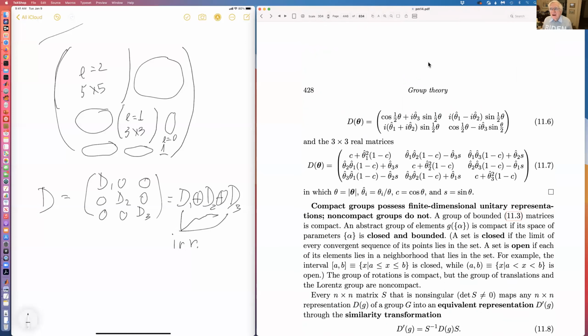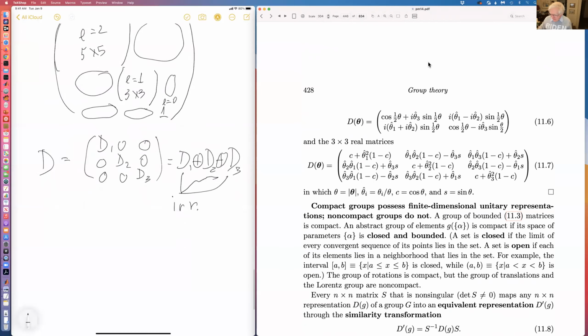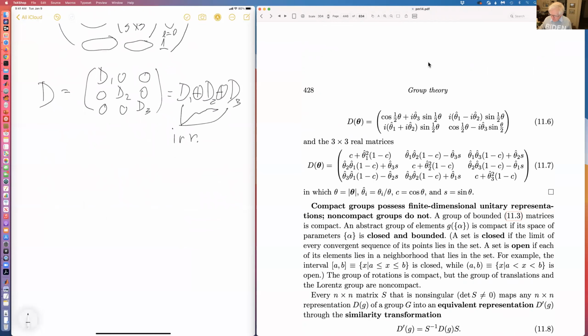Well, it depends on which one it is, right? But the whole group of 3 by 3 matrices is irreducible. If you took a subset of those matrices that describe rotation about the z-axis, that thing would look like this. It would have some complicated structure there, and then a 1 there.